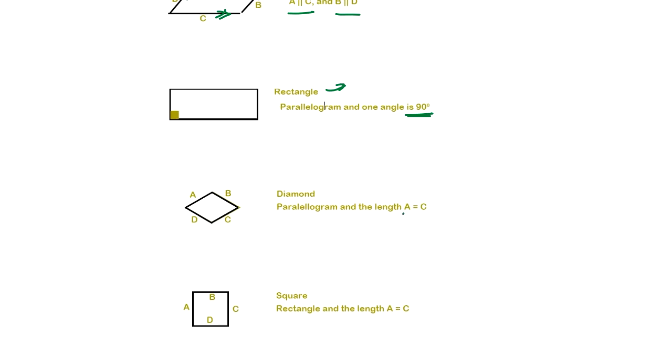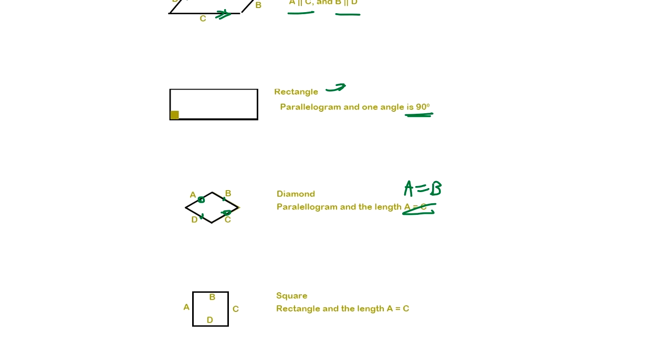Diamond, it's a parallelogram and the lengths A and C are equal. Now actually A and B are equal, and that makes B and D equal in a parallelogram. A and C are equal. B and D are equal. They are equal. But if A and B are equal, then it becomes a diamond.